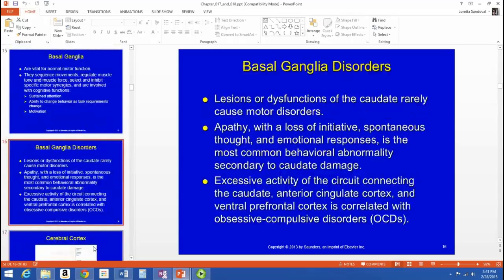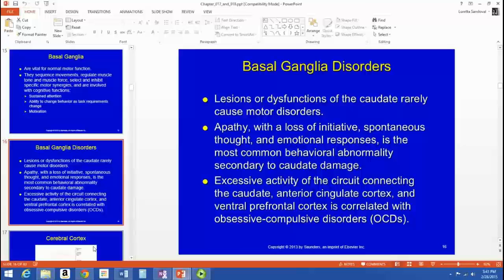Basal ganglia disorders. There are certain parts of the basal ganglia that don't cause motor disorders, but they cause that apathy, the loss of initiative. That's what I was just talking about with the motivation. There's no initiative, there's no spontaneous thought or emotional response. That's the most common behavioral abnormality that is caused by caudate damage.